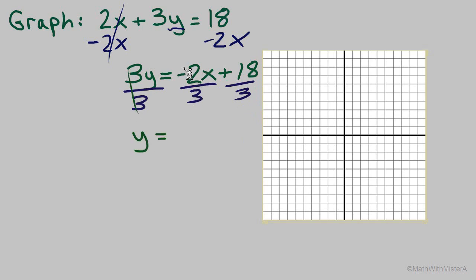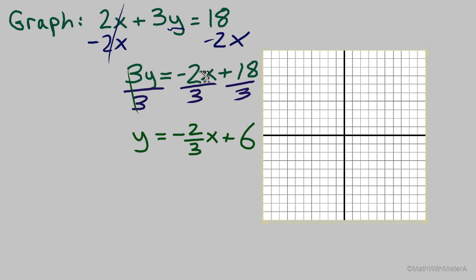It will not divide evenly here with the x, so we'll keep it as a fraction, negative 2/3 x. And our third term is positive 18, which does evenly divide by 3, equals positive 6. So the equation that we'll be graphing, y equals negative 2/3 x plus 6. We did have to divide by 3 to solve for y, and that's why we ended up with this fraction. It does not divide evenly with the negative 2, that's the coefficient of x.